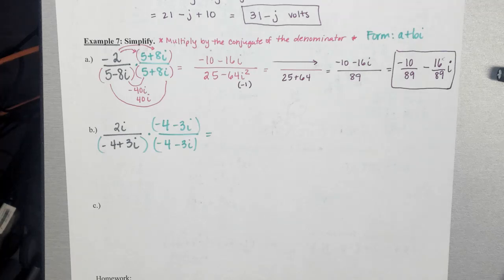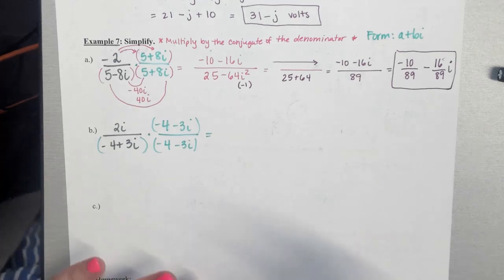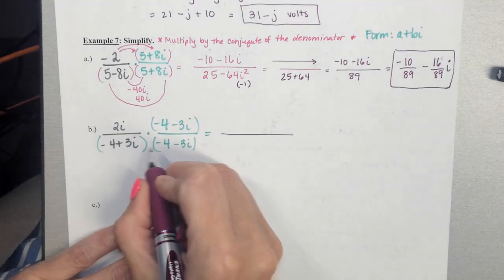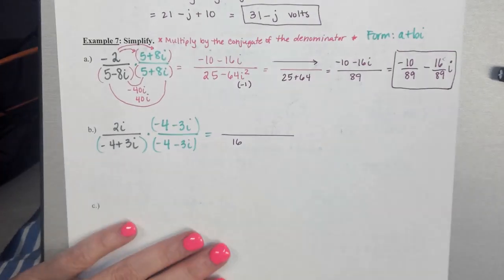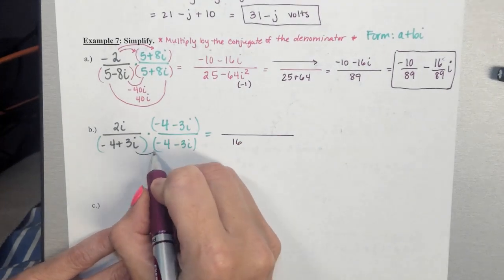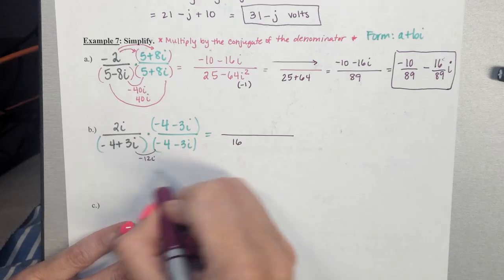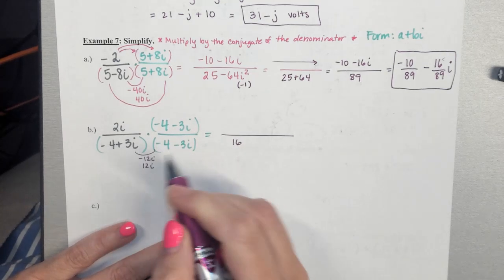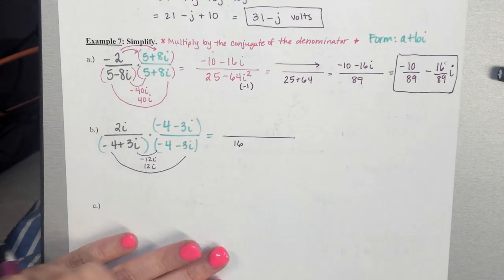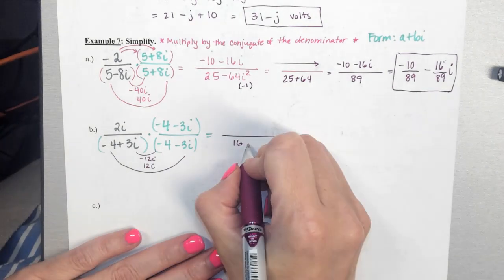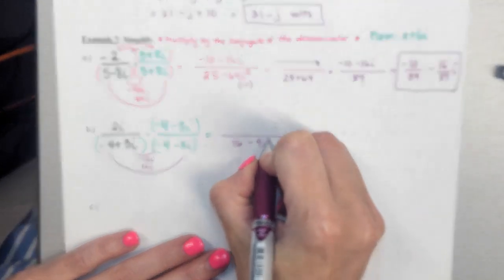And then anytime you have an i squared, you are going to do that substitution. So once you've multiplied, you can plug in i squared where you need. Okay, so a negative times a negative is a positive, so we get 16. Here you have negative 12i, here you have positive 12i, so that does cancel. A negative times a positive is a negative.